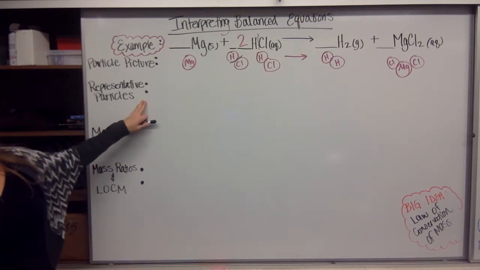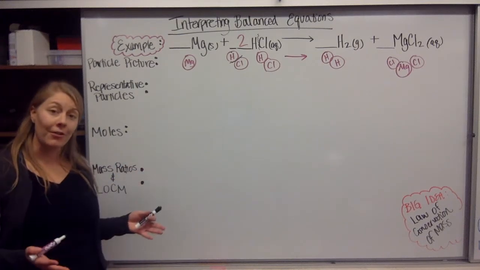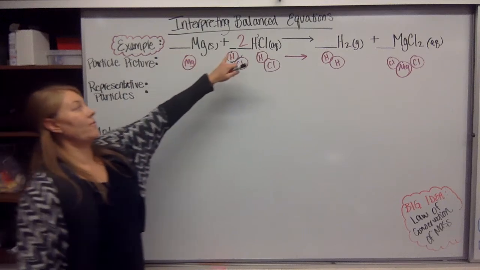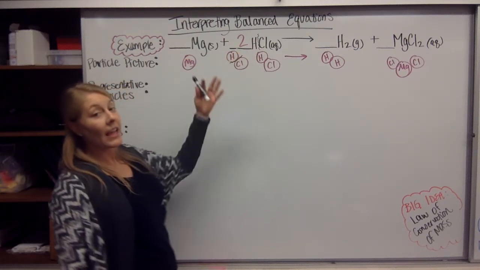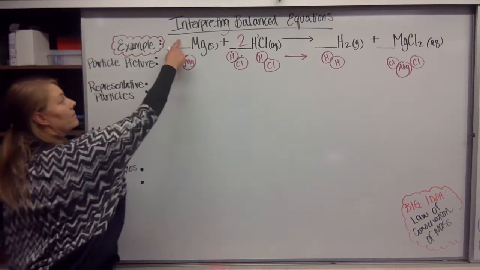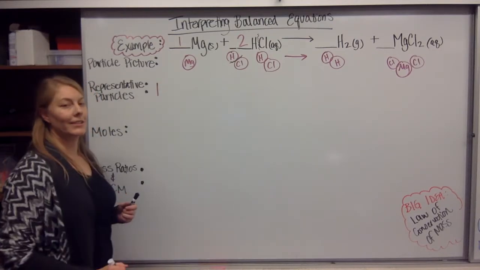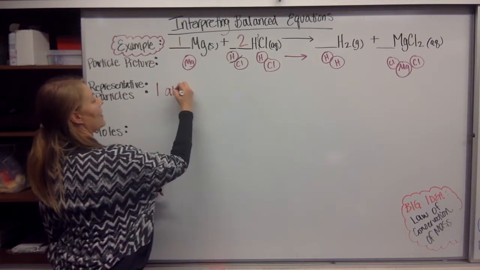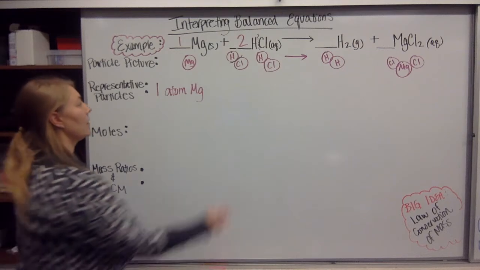For representative particles, we're again going to bring back that atom, molecule, formula unit, representative particles. All right, so the great thing about these coefficients is, yes, it tells us how many little pictures to draw. It also tells us how many representative particles we have. So this is an imaginary 1. So I have 1. What's the representative particle for magnesium? 1 atom of magnesium. It's not bonded to anything, so it's just an atom.